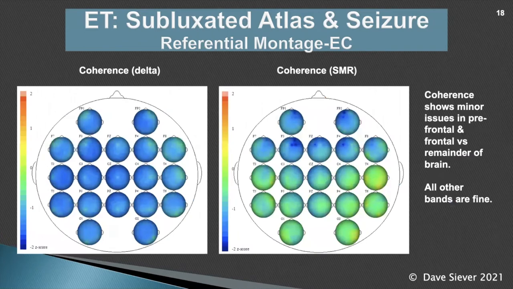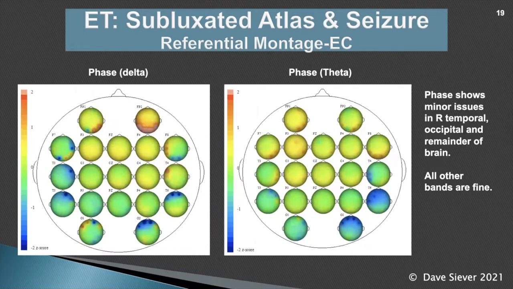Looking at what stood out in coherence, which is a measure of variability of phase, we certainly see that there is some lack of coherence with his eyes closed in the delta band and somewhat frontally in the SMR band. Nothing overly big. And sometimes with coherence in the delta band you've got to be a little bit careful because of artifacts and things. They can cause coherence measures that are artifactual. Here we're looking at phase in the delta band and phase in the theta band. And we do see he's got some temporal lobe issues, which are persistent throughout all the recordings we took.